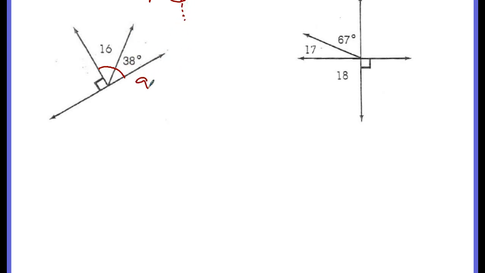So if this one's 38 degrees, all we have to do is measure it from 90. And we get 52 degrees. So angle 16 equals 52 degrees.